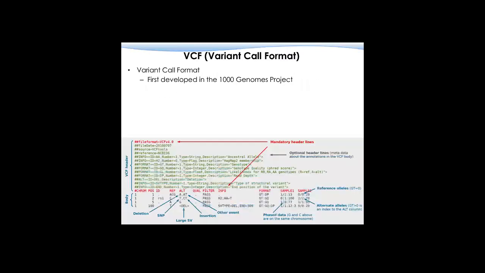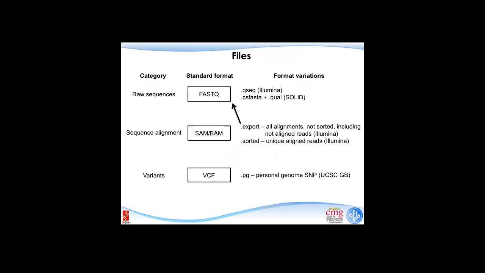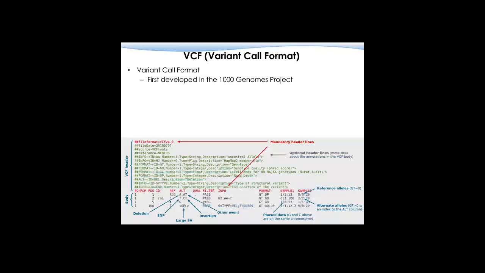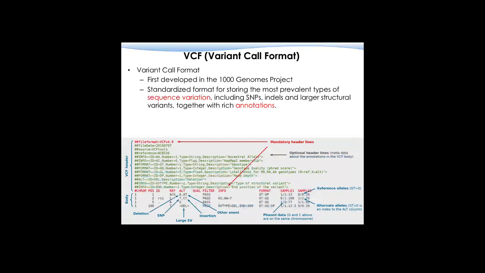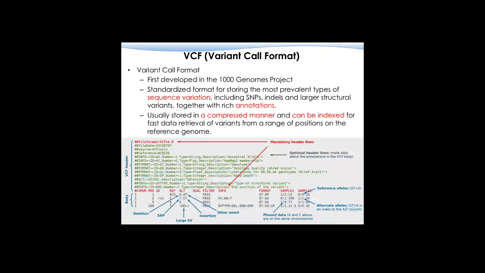So now I'm going to quickly go through the last one, which is the VCF file. This VCF file is basically the variant information. There are a few variants of this. Similar to the BAM file, it was also first developed in the 1000 Genomes Project, and it's a standard format. It has a lot of information in it, and is usually stored in a compressed manner and can be indexed for faster access.